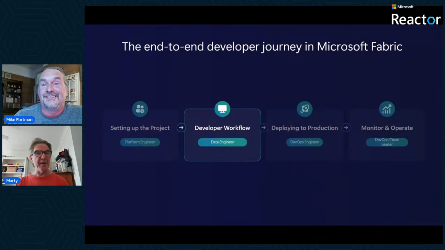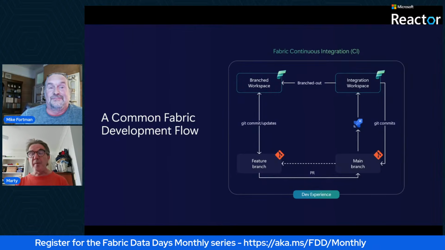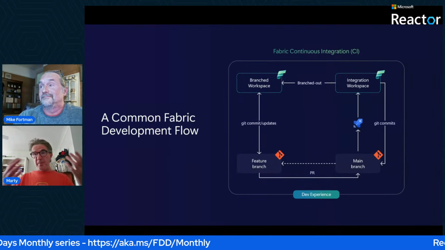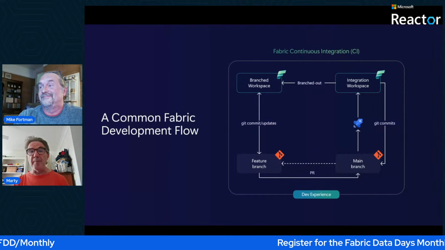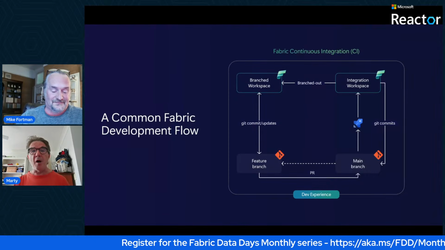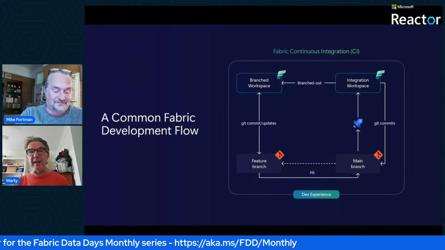So we've done the end-to-end developer, and we're moving on to developer workflows. Mike just showed the development going on there, checking out that sort of thing. But branching is obviously a really big feature of any development lifecycle. And this is now integrated directly into Fabric.